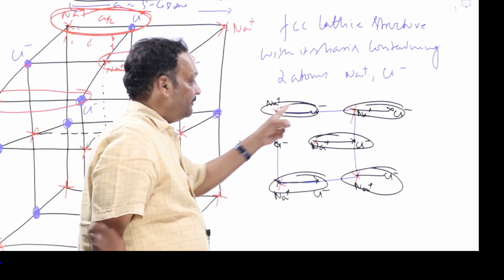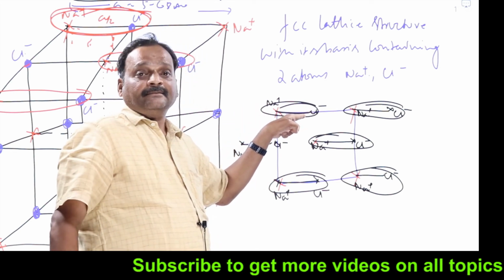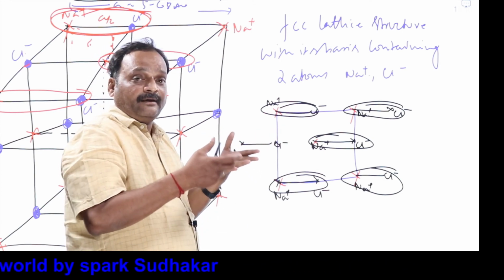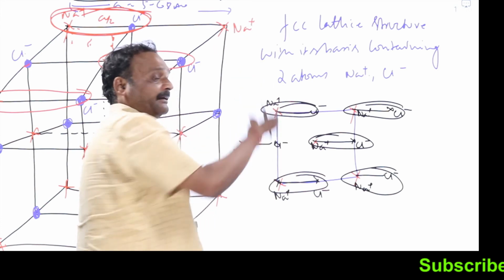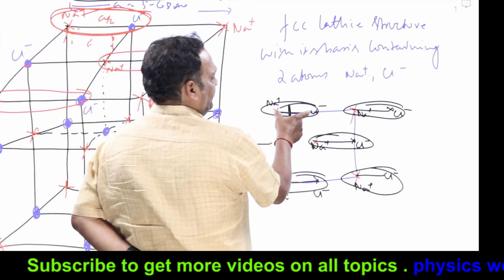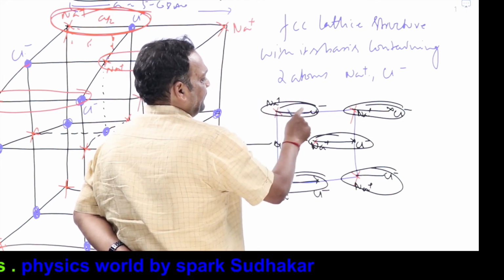I'll say that NaCl belongs to FCC lattice with its basis containing two atoms. What are those two atoms? Na plus and Cl minus. How should I put them? Separated by a distance of A by 2 in a straight line. Okay, in a linear fashion, separated by a distance of A by 2 in a linear fashion. Na plus, Cl minus, Na plus.